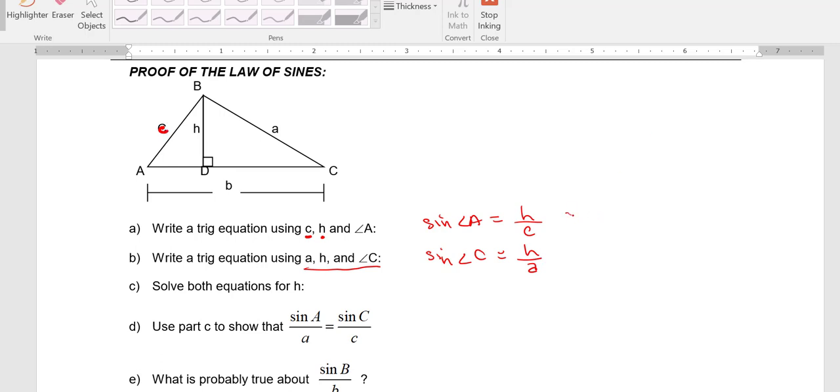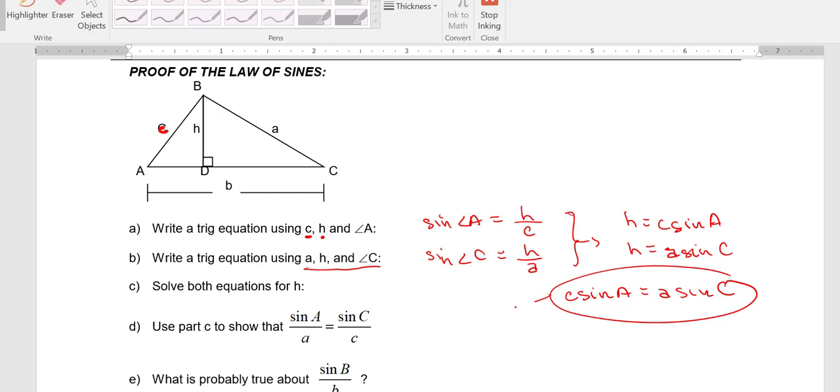Solve both of these for H. So H is equal to C sine A, and also H is equal to A sine C. And now I can set these equal to each other. And so I get C sine A is equal to A sine C. And hopefully you can see that this is the same as this, right? If I were to cross multiply here, I would get exactly the same thing as that.